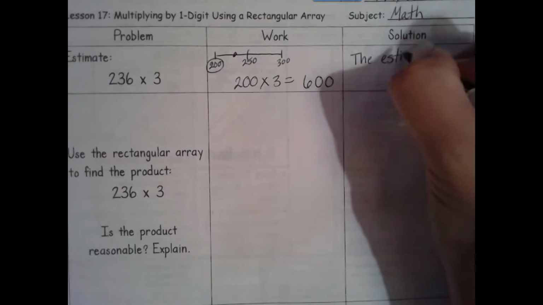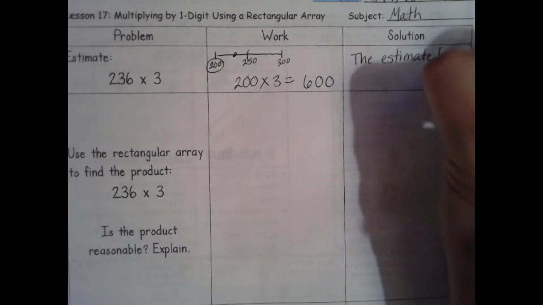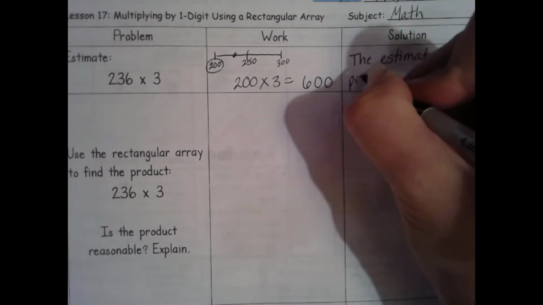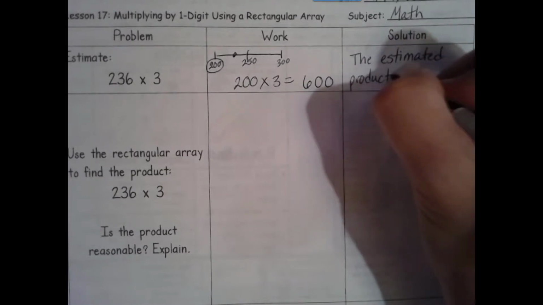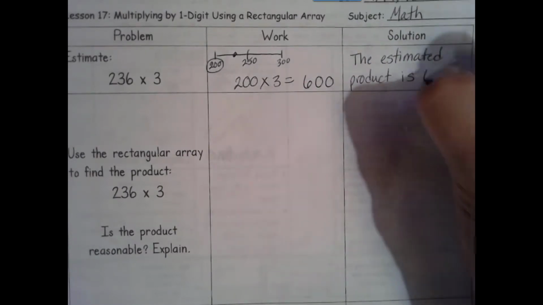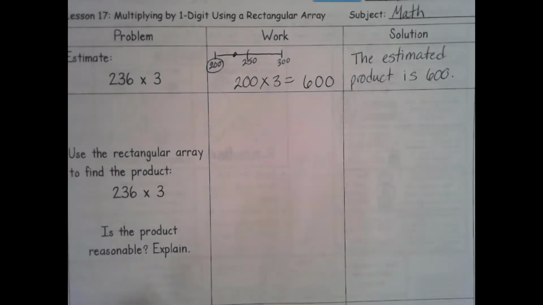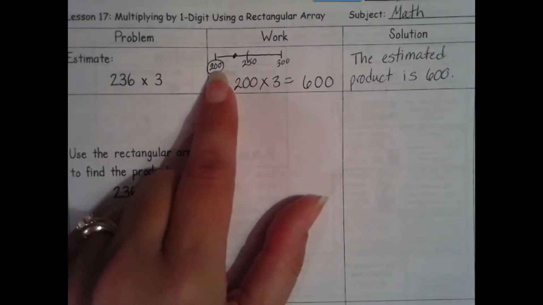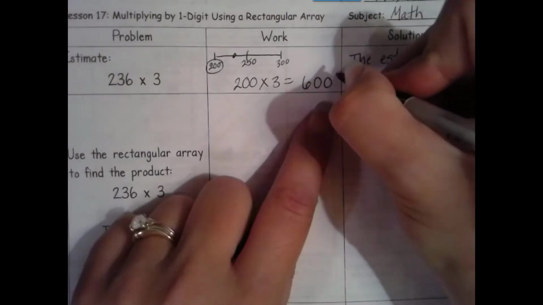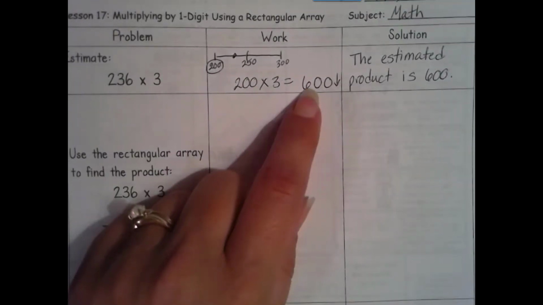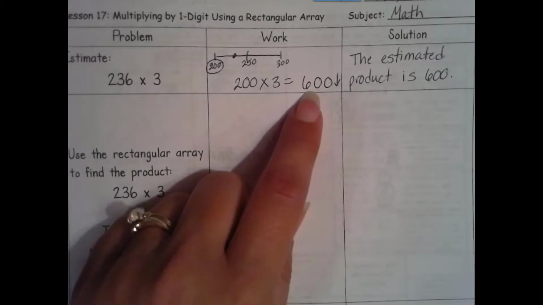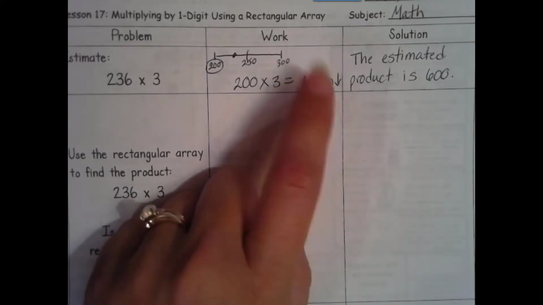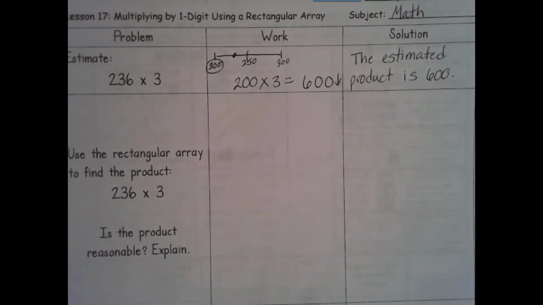The estimated product is 600. Now, since our number went down from 236 to 200, this is going to be a low estimation. It should be close to 600, but it will be above 600. This is lower than the actual product.